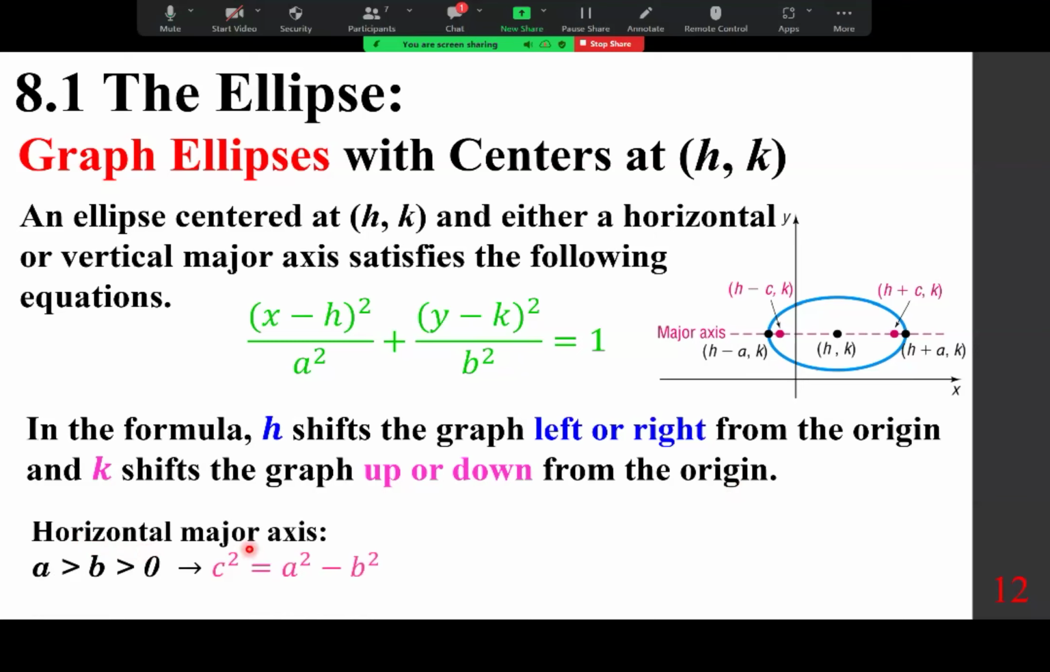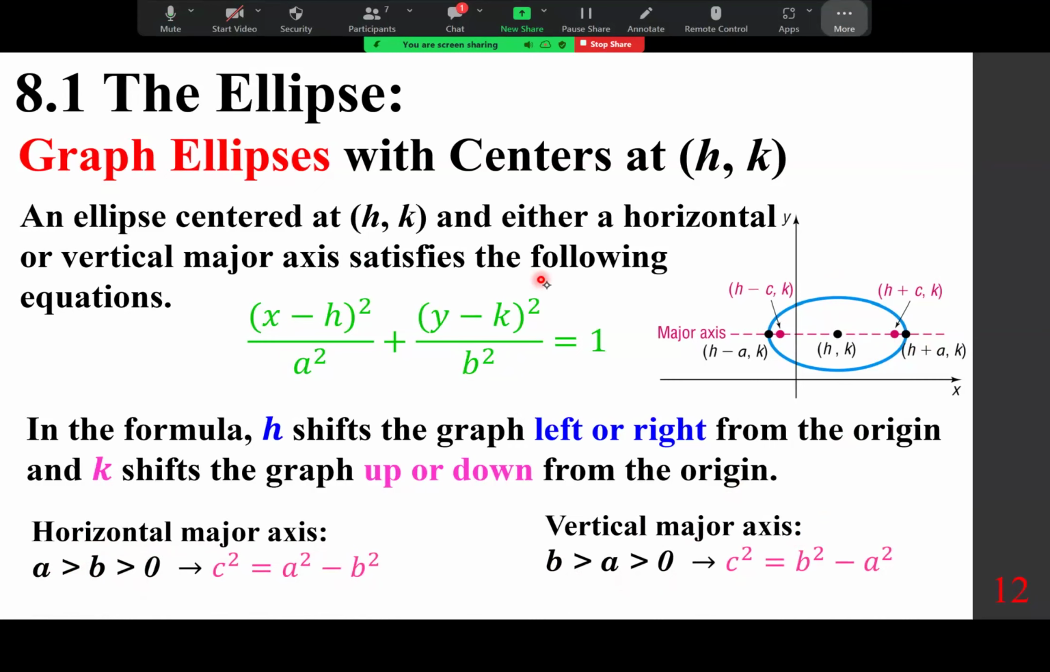In the case of a horizontal major axis, a is larger than b, and we have the same formula: c squared equals a squared minus b squared. In the case of a vertical major axis, then b is larger than a, and c squared equals b squared minus a squared. I like to keep the a squared under x minus h quantity squared, and b squared under y minus k squared, regardless of which one is larger.